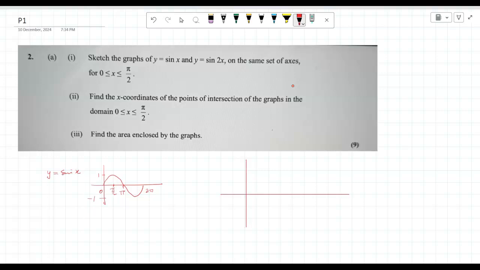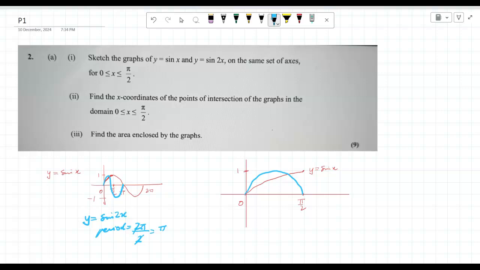So if you are doing this in the domain from 0 to pi by 2, correct? It will only be this much. So this is my graph of y is equal to sin x. Now the other graph is y is equal to sin 2x. Period is equal to 2 pi divided by b. So period is pi, means this whole graph will complete in pi. So that means this will be like this.